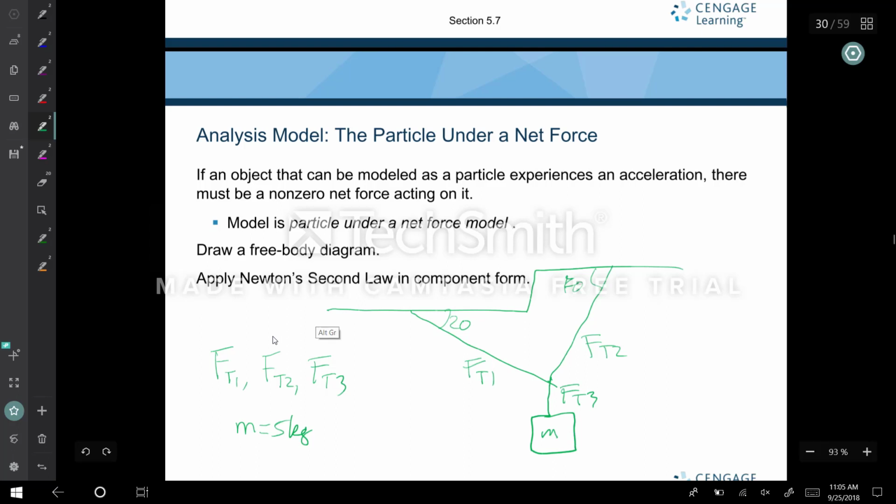What? That's just the ceiling? I'm sorry. This angle? I'm sorry, that was 70.